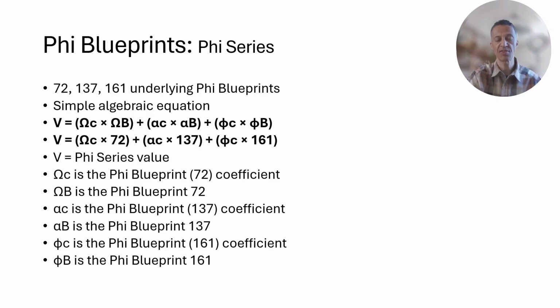as 137, and this is just keeping in line with the symbol that is used in physics, and then phi coefficient times phi blueprint. And so this simple equation will define the Phi series values, and in the case of Phi series 1, it just simply omits the 137 blueprint.